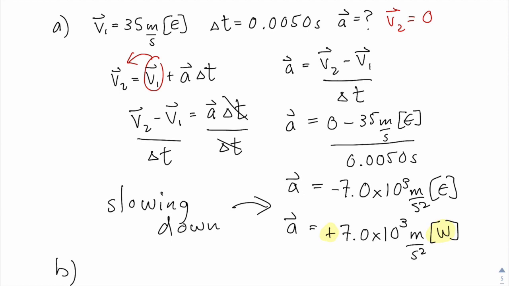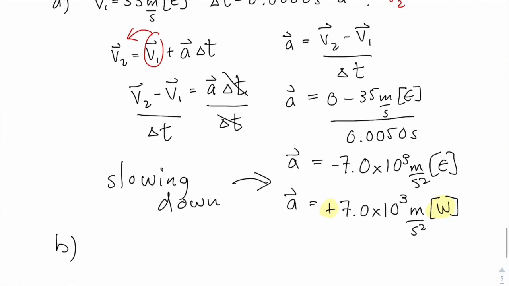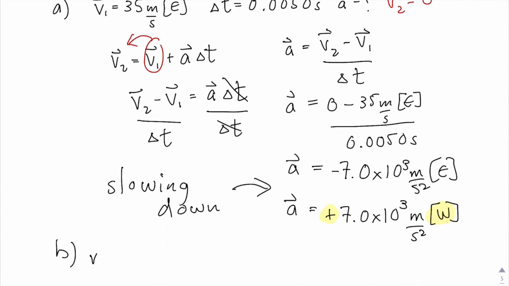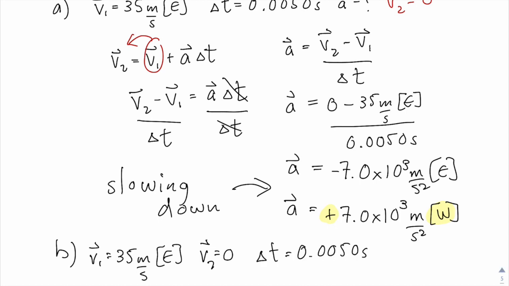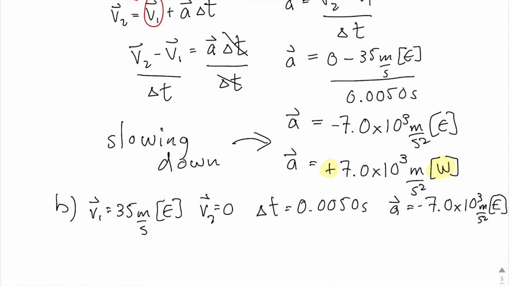So we can use all of the variables we were given and all of the variables that we found. So we have v1, 35 meters per second east. v2 we said was 0. Delta t is 0.0050. And the acceleration we just determined was negative 7.0 times 10 to the power of 3 meters per second squared east. And we want to find delta d.